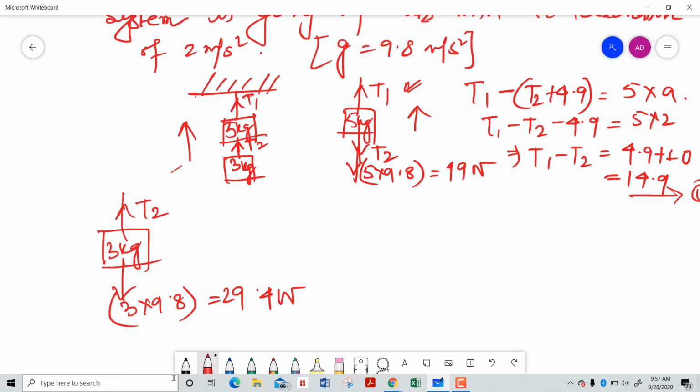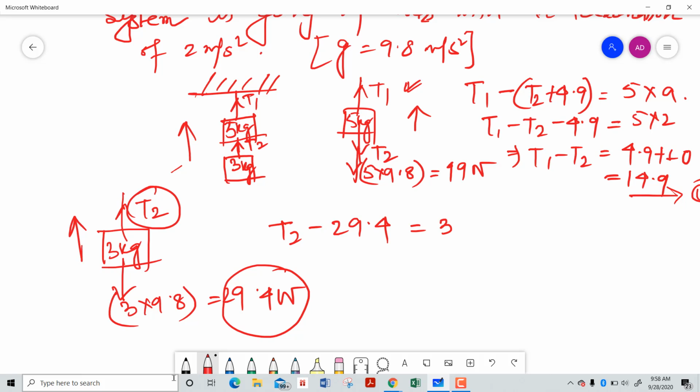Now it is given that the total system is moving in the upward direction, so it is very clear that T2 is greater than its weight. So T2 minus 29.4 Newton equals 3 into A.